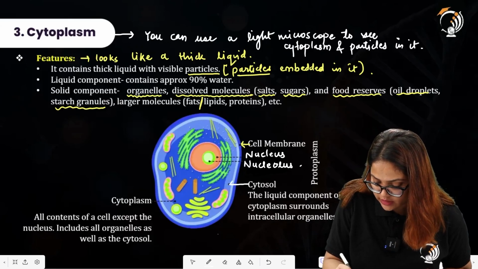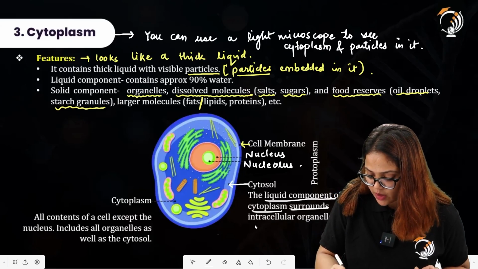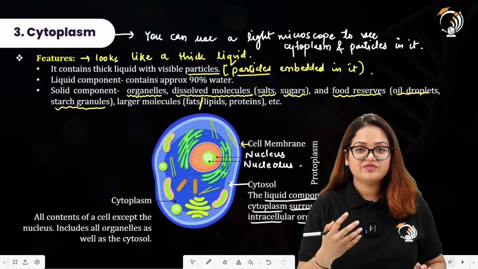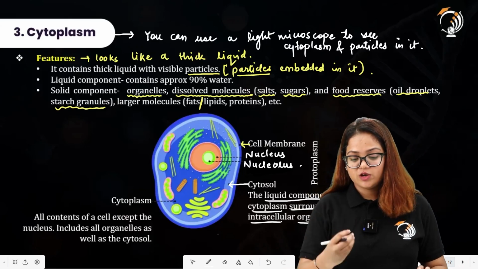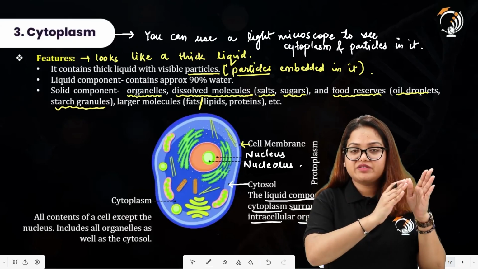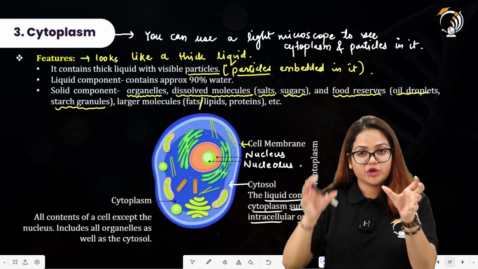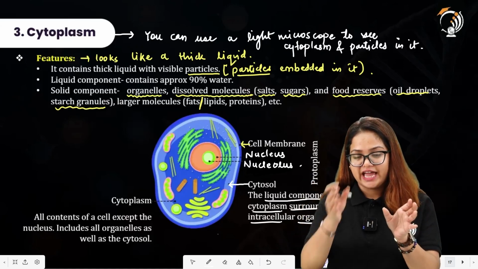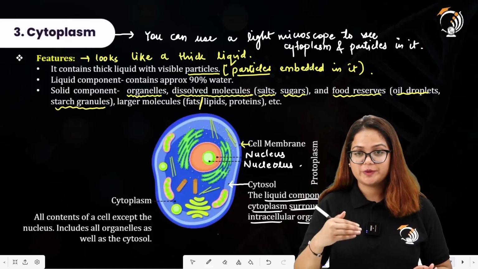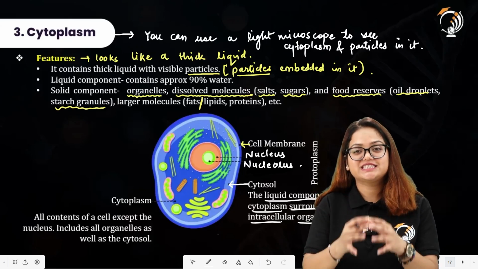There is this cytosol, and what is cytosol? The liquid component of the cytoplasm surrounding the intracellular organelles. By intracellular we mean all the cellular organelles which are present in the cell. By intra we mean within the cell, and by inter we mean in between cells. So two cells and the region between them is termed intercellular. And the intracellular region is the region present in the cell only.